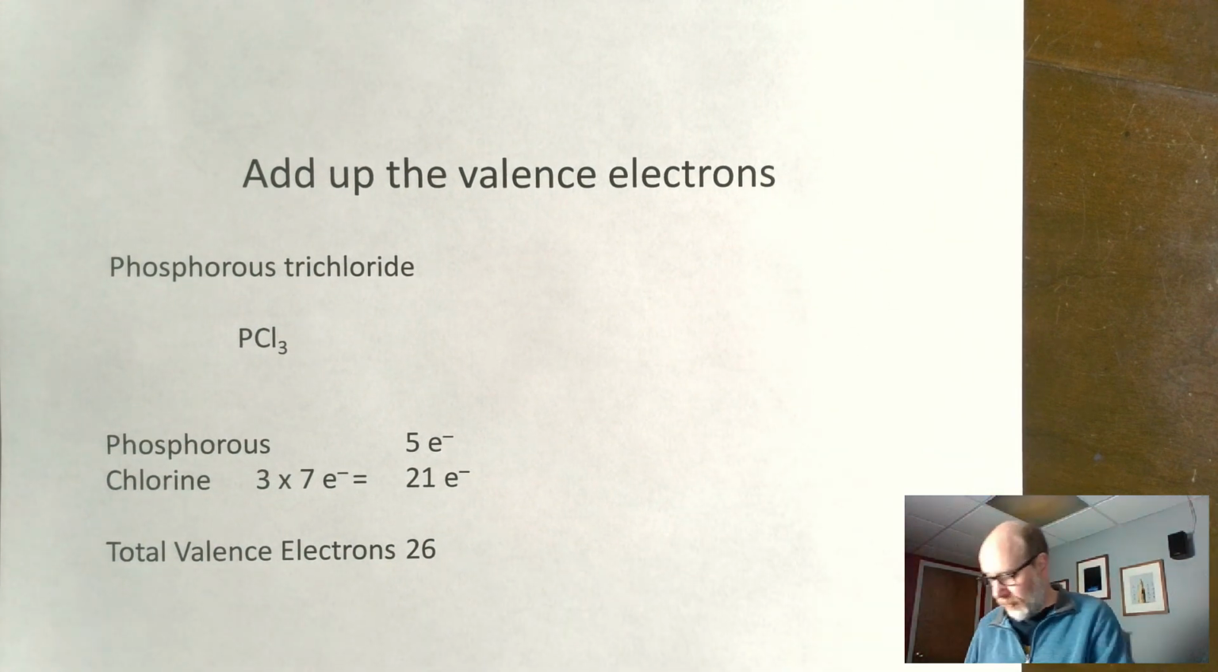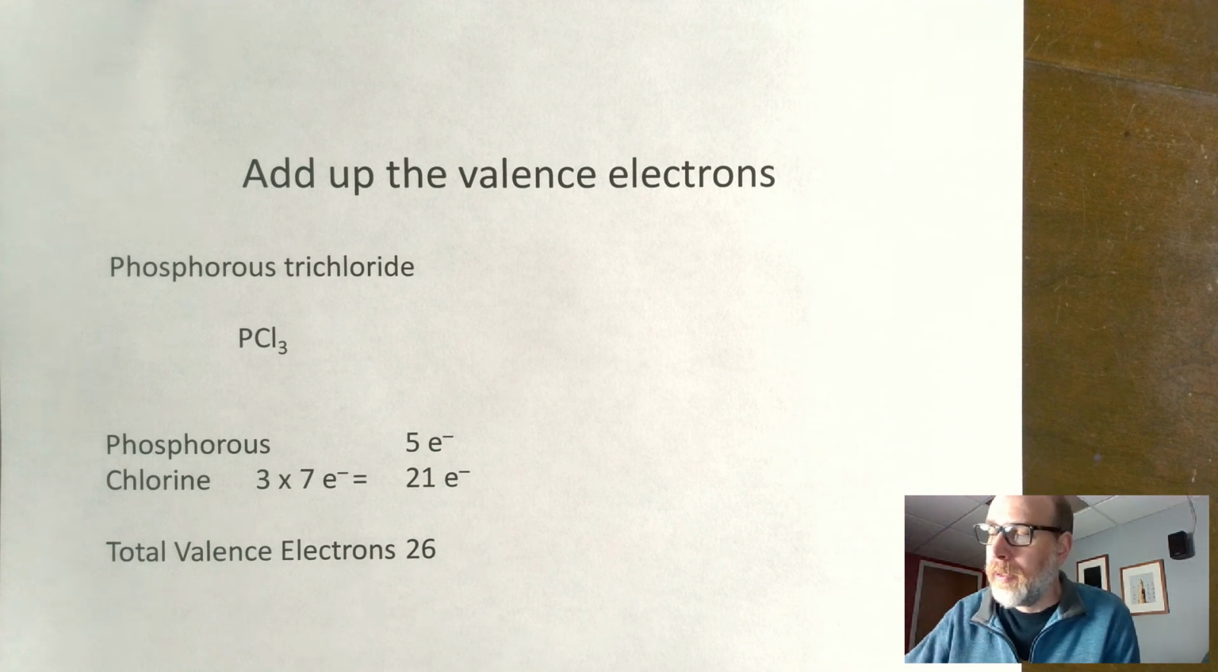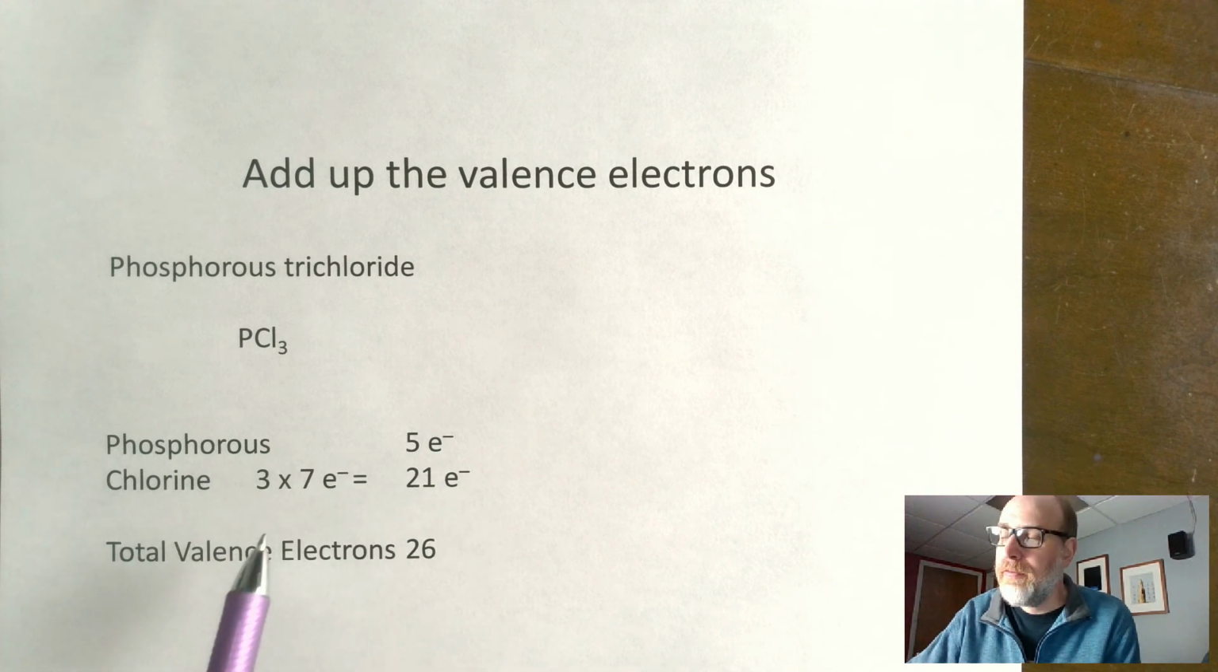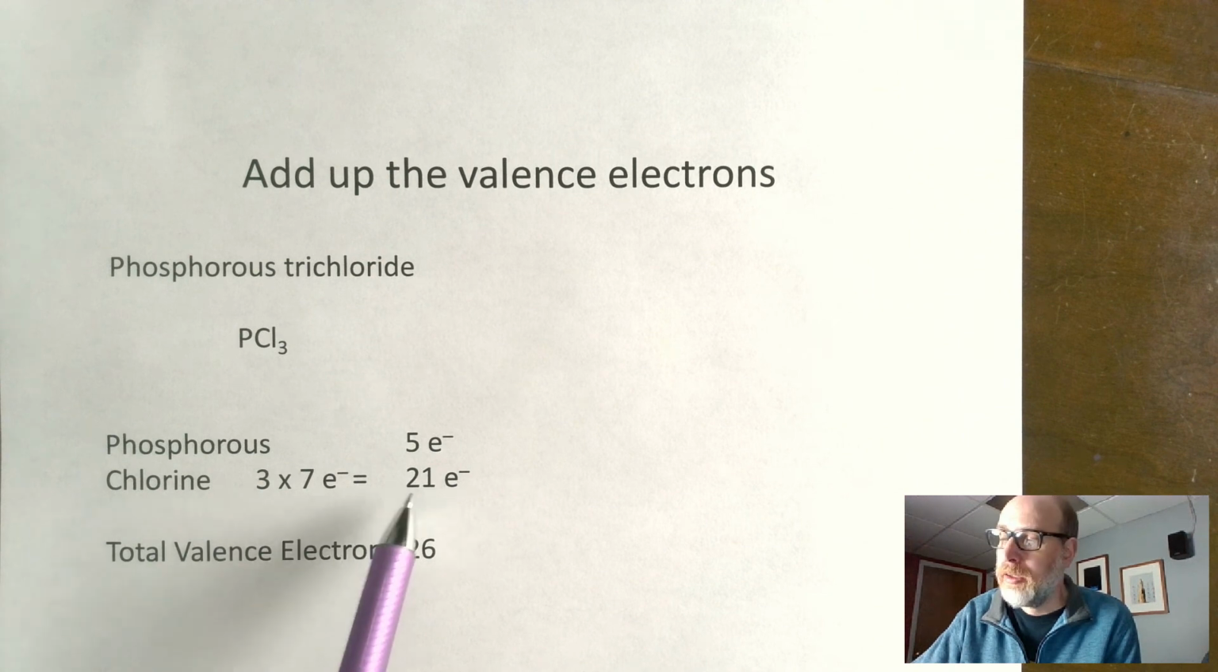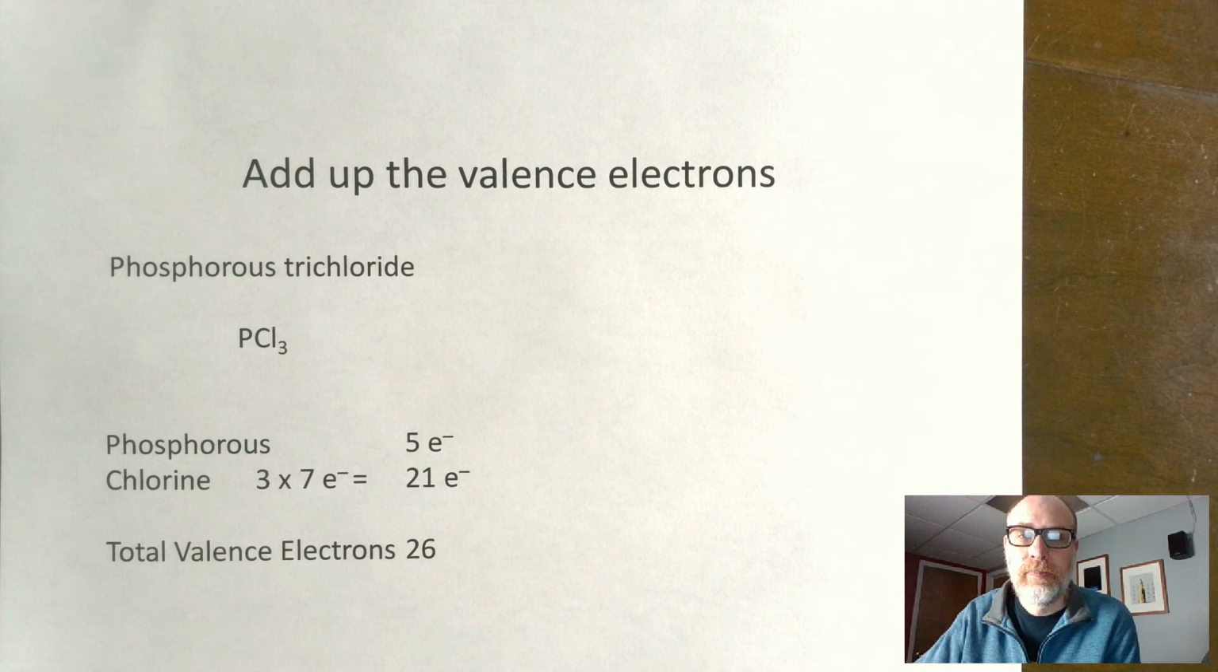So for phosphorus trichloride, what do we got? Well, phosphorus has 5. There are 3 chlorine atoms. Each of them has 7 valence electrons. 21 plus 5, 26 total valence electrons.